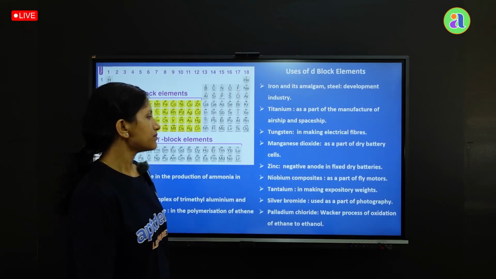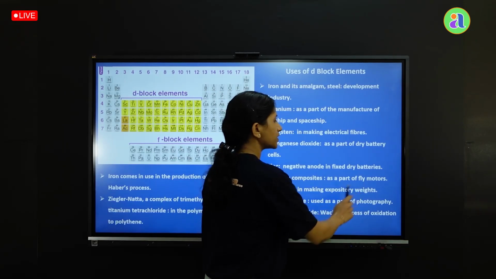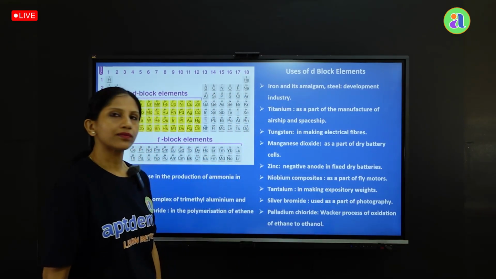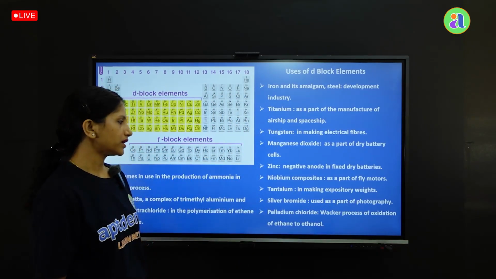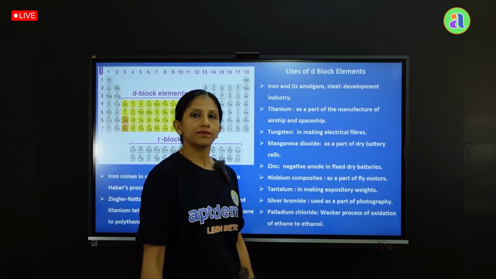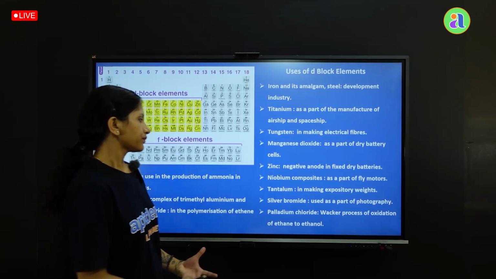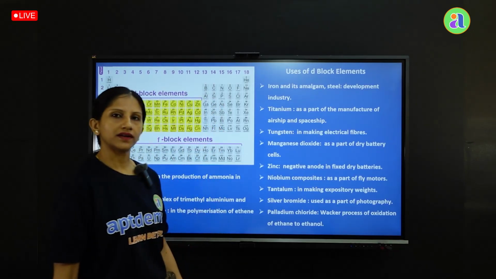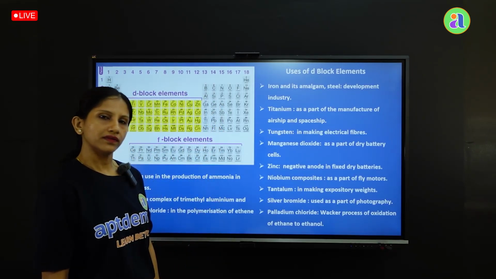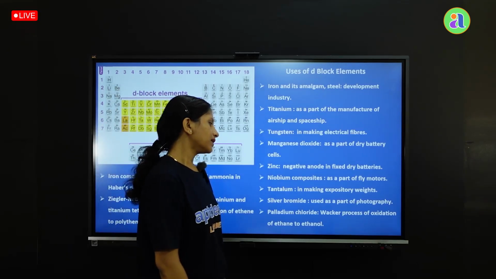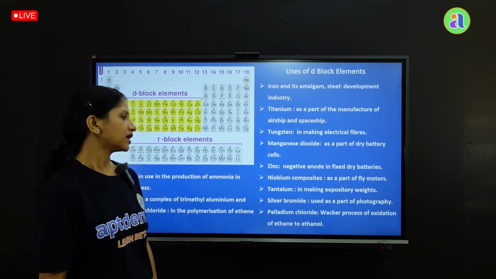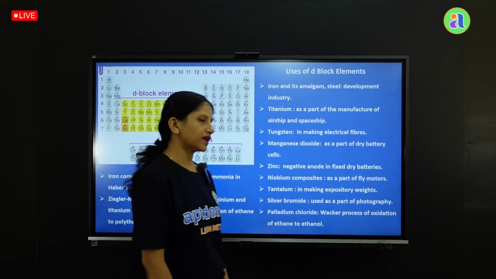comes in use in making explosive weights, whereas silver bromide, you all know about it, can be used as a part of photography. It is a very useful aspect of silver bromide that it is used in photography. Palladium chloride can be used in the Wacker process of oxidation of ethene to ethanal.